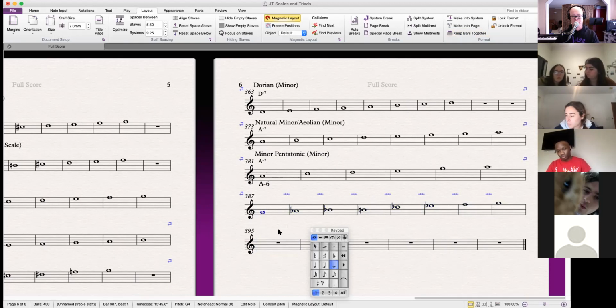All right, so this is called a couple of things. The most common label for this is the Super Locrian scale. It's also called the diminished whole tone scale.